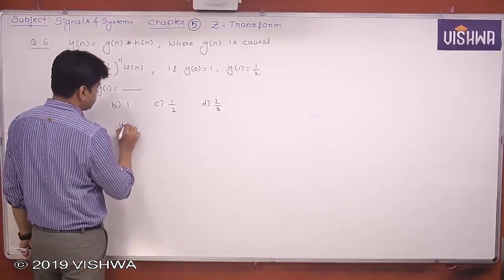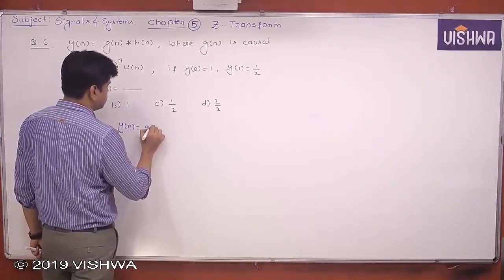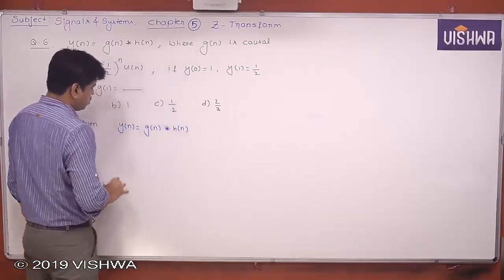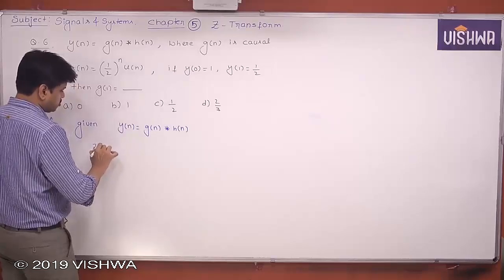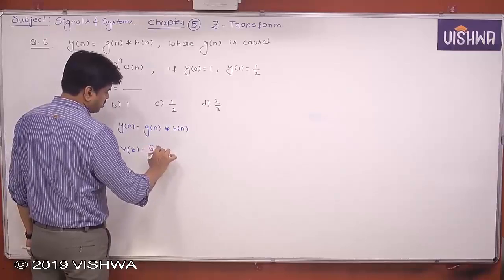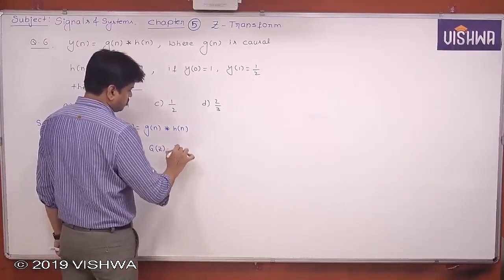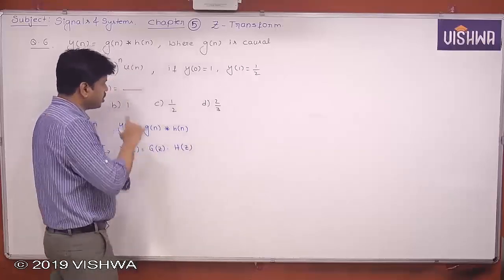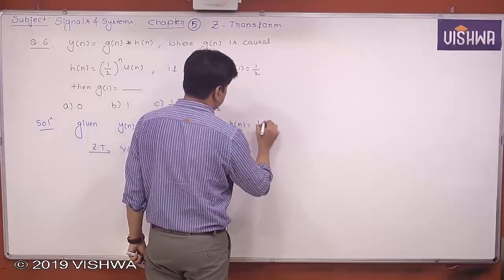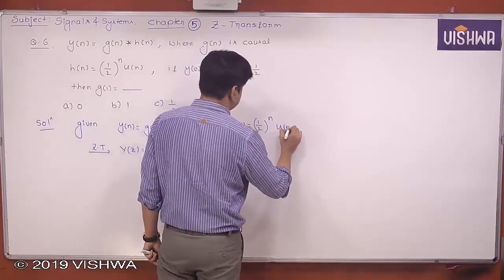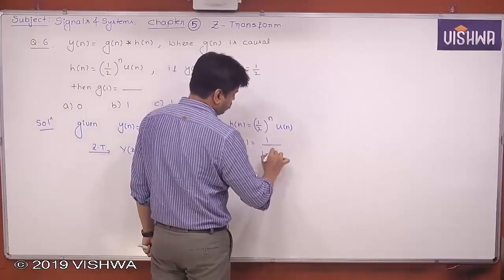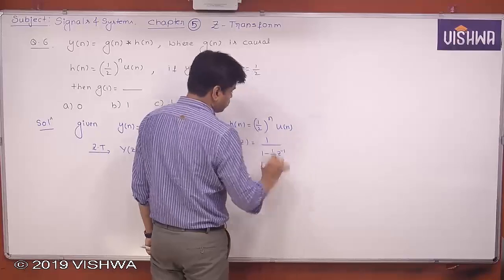Given y of n is equal to g of n convolution with h of n. So if I take Z transform on both sides, y of z is equal to g of z multiplied with h of z, and they have given h of n. So what is h of n they have given? 1 by 2 whole power n u of n. So from this, can you calculate what is h of z? This is 1 by 1 minus 1 by 2 z inverse. This is what h of z.